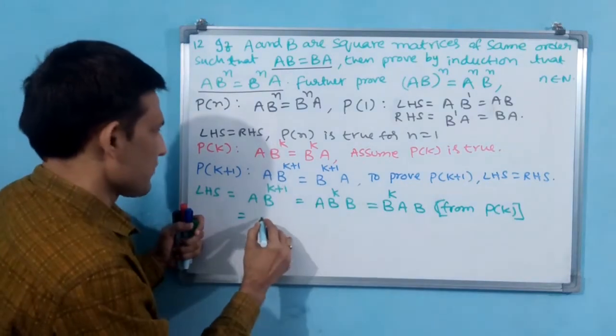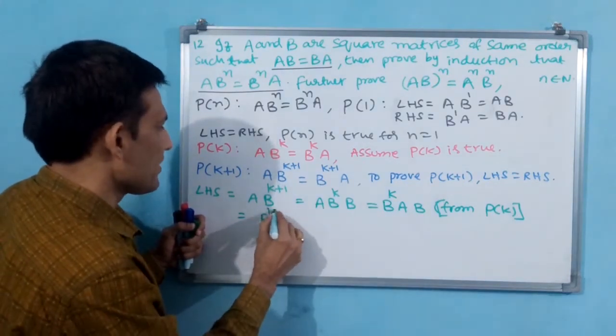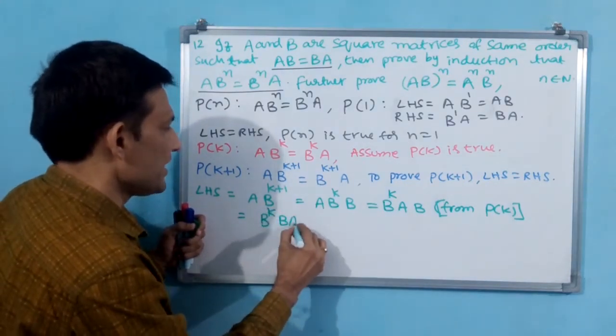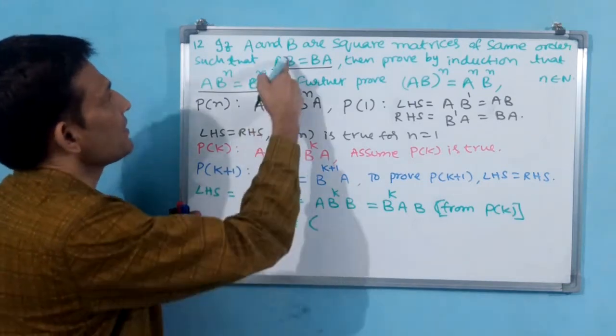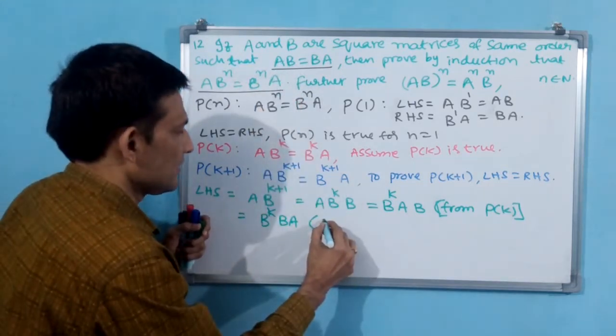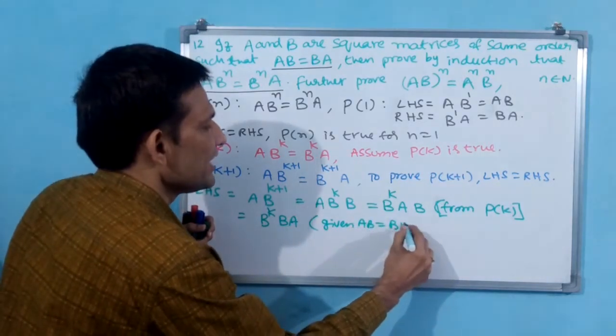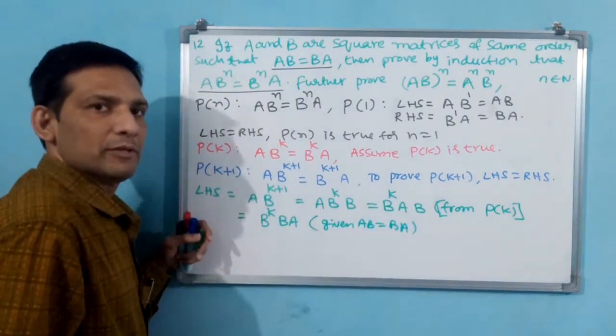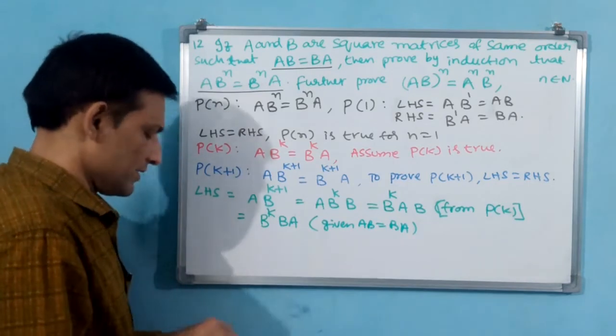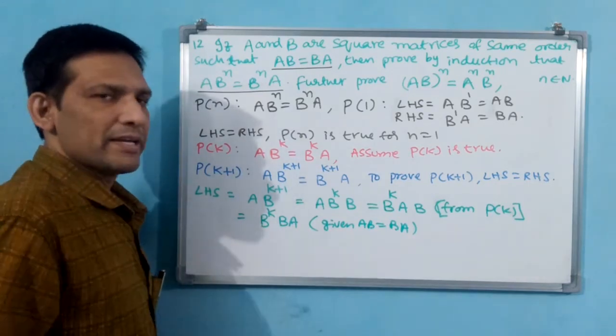You write b power k into b a. Again, in brackets you write given AB is equal to BA. Okay? Write that like that. Steps you are increasing, that's all.